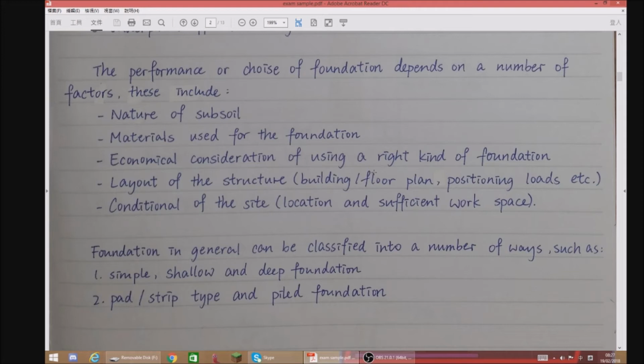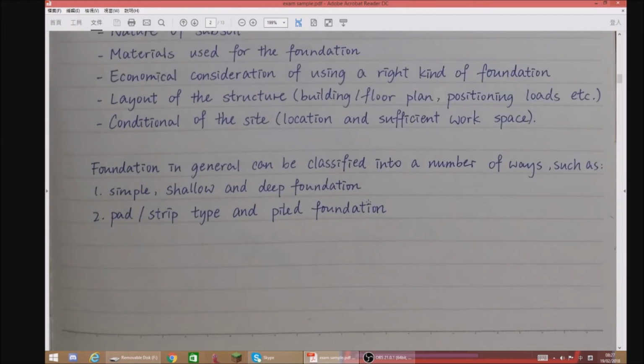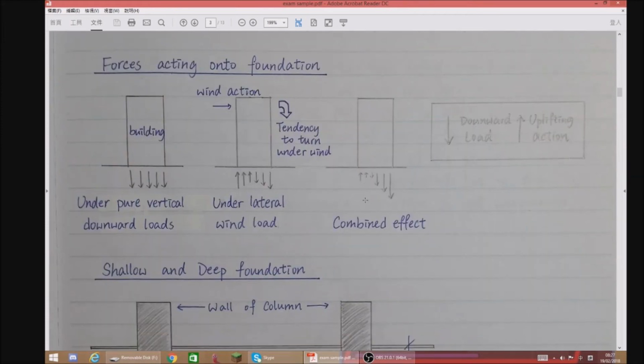Most likely in Hong Kong, we need to understand there are two types of foundation. First is the so-called shallow foundation, and the second one is the so-called deep foundation. Before that, you need to draw a simple diagram so you understand how the loading transfers to the foundation. First, for the dead load, all the loading will go down due to the gravity force, and if the foundation is subject to wind, there's a movement and it reduces the up and down force.